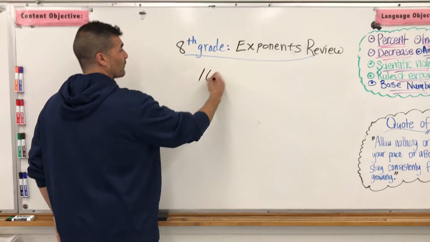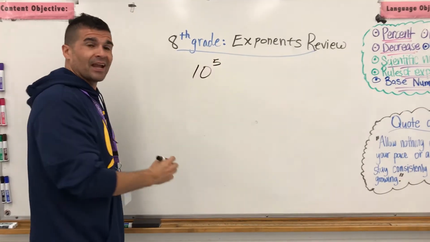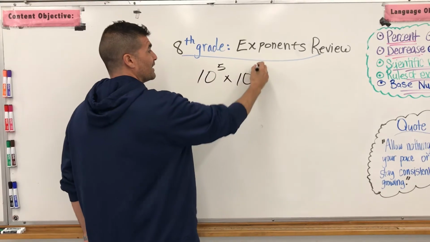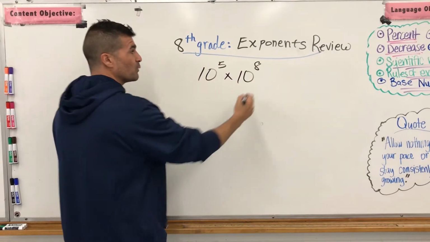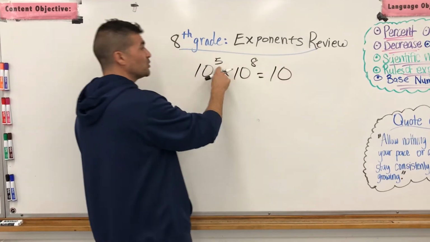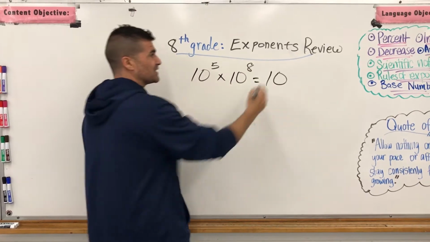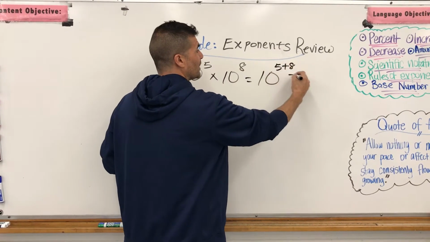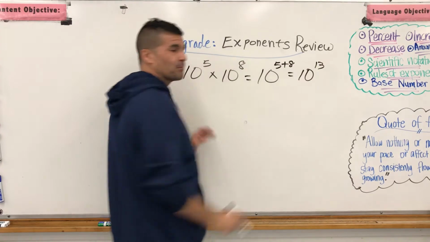So let's say that I have 10 to the 5th power, and then I multiply this by 10 to the 8th power. You've already reviewed that since the base number is the same, you can add the two exponents up and get 10 to the 13th power.